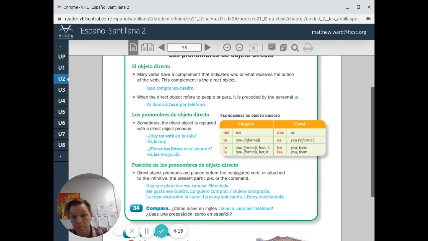Quiero comprarlo. ¿Vale? Okay, you can also do this with the ing verbs, with the present progressive tense. La ropa está sobre la cama. The clothing is above the bed. La estoy colocando. Sorting it, or putting it back in its place. Or la estoy colocando, or estoy colocándola. Sometimes you'll have to put an accent mark in the middle of the word to make it work for this one. Okay, guys, that's direct object pronouns.